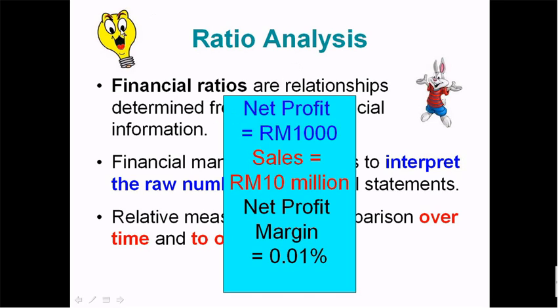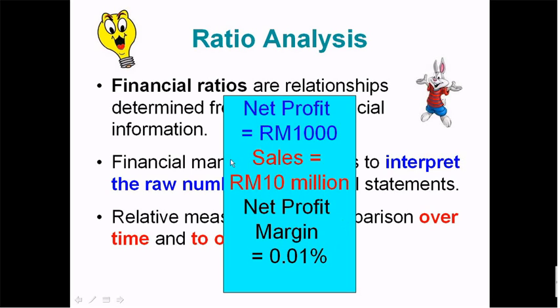Okay, so how do we actually form relationships? Now, we learn this ratio analysis. We have to form relationships so that we can get a clearer picture of how well the company is performing. So, say for example, we know that the net profit is 1,000, and with another piece of information, let's say we know that the sales is 10 million. Now, if the sales is 10 million ringgit and their net profit is only 1,000, then if you use net profit divided by sales, which is one of the ratios that you will learn later, their net profit margin is only 0.01%.